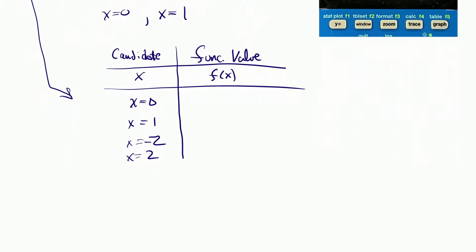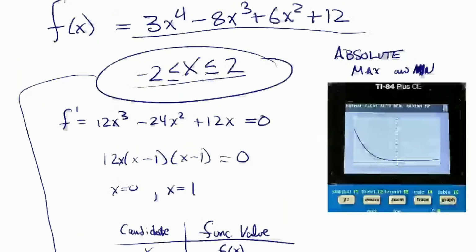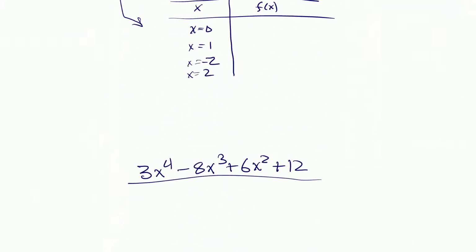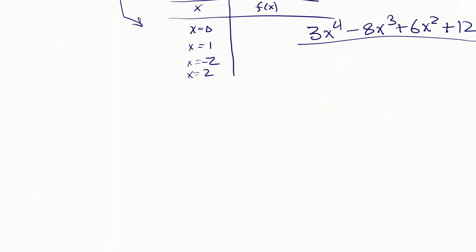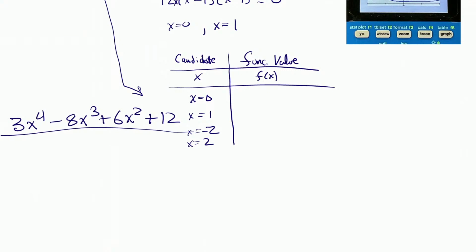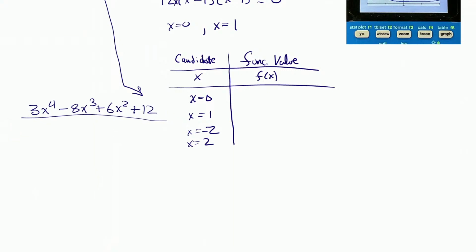Then we just compute the function value at all of those points. I need to copy this so I can do it. Copy, paste. You know what? I don't want to do that. I'm too lazy. Here's my function. It's so big. Since I've already typed it into my calculator, I'm going to just go to the table.